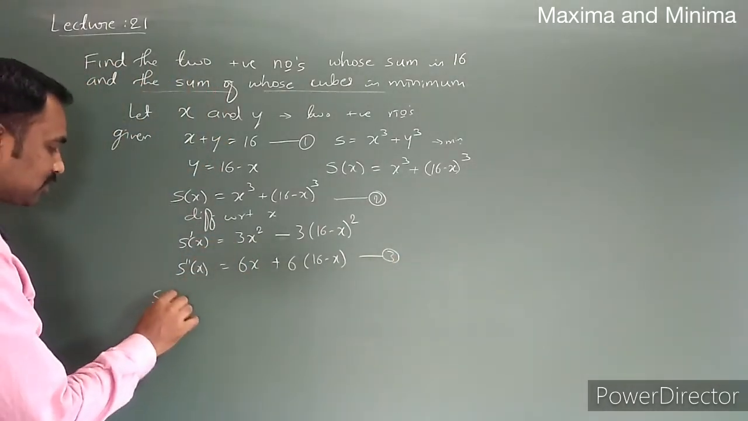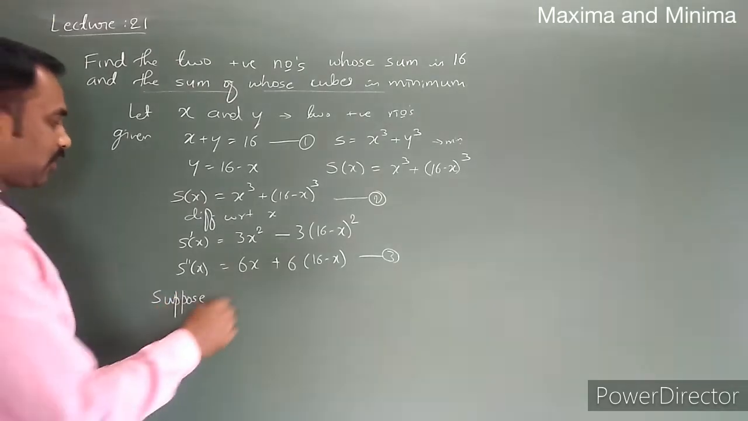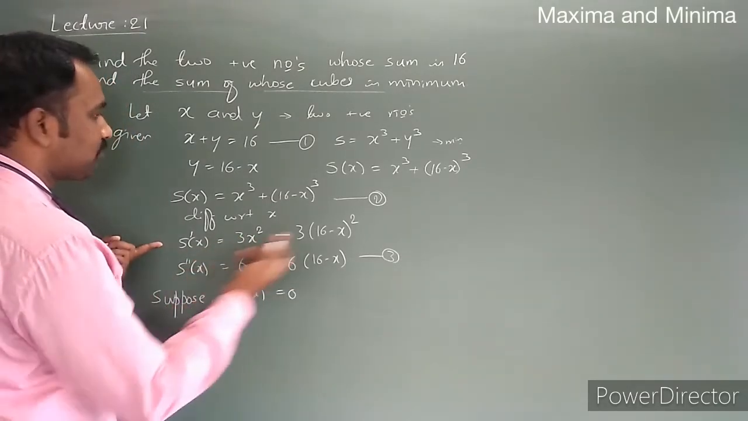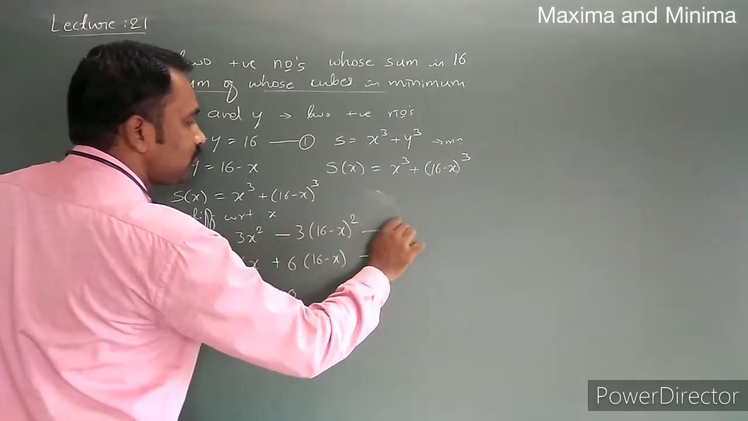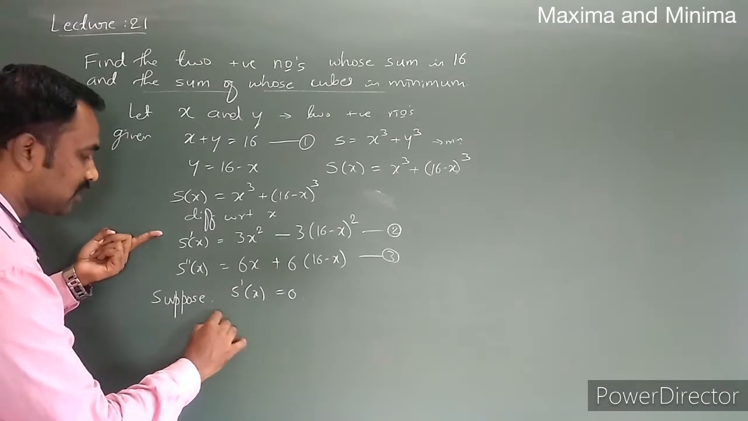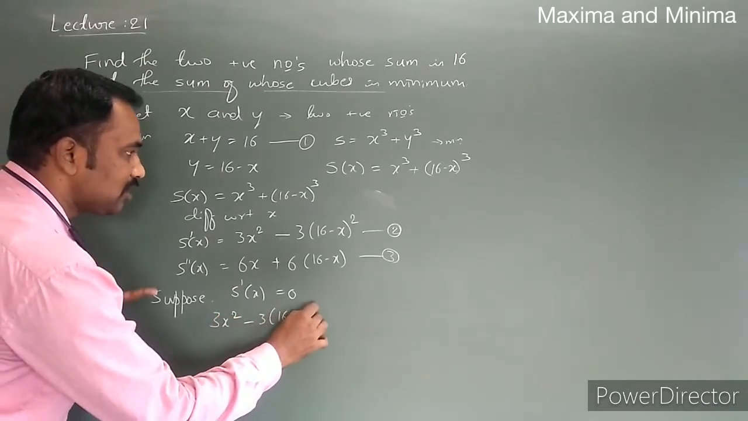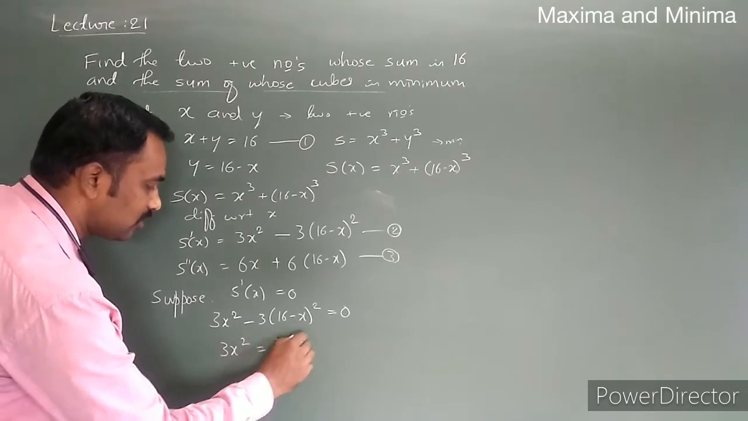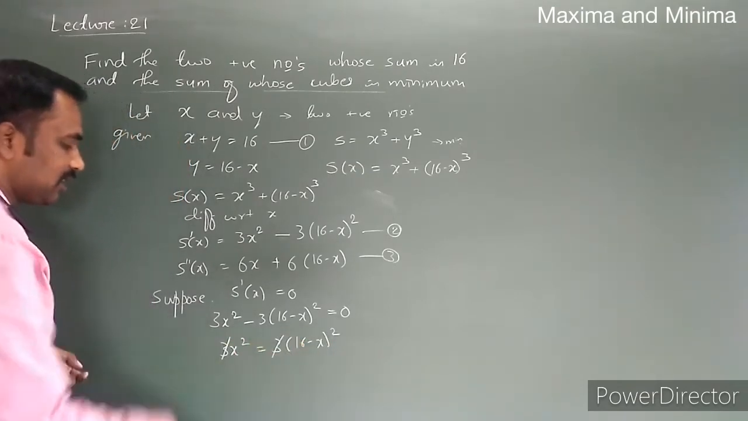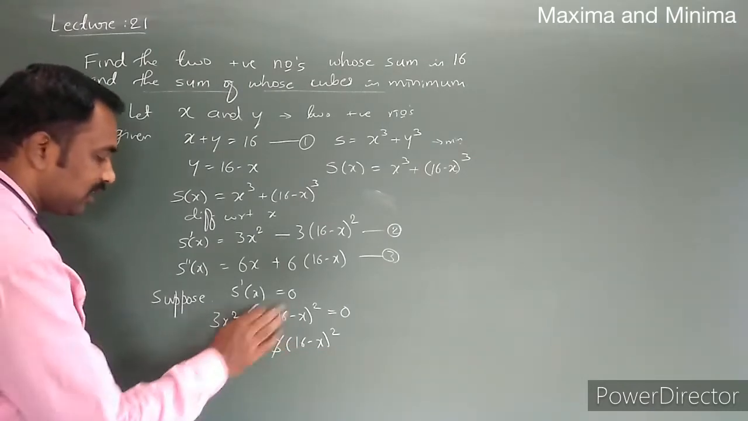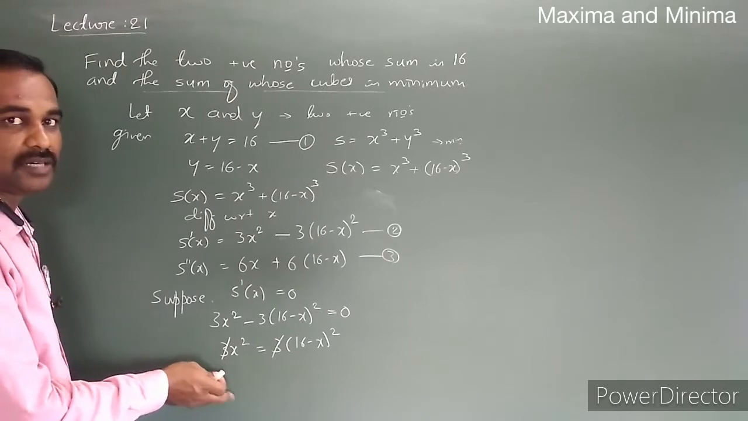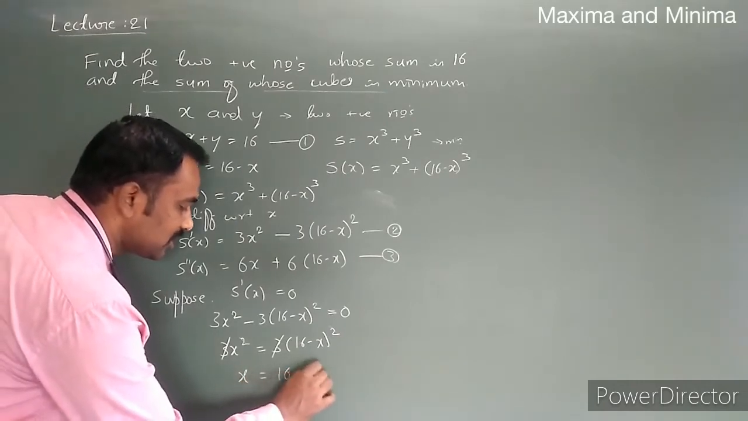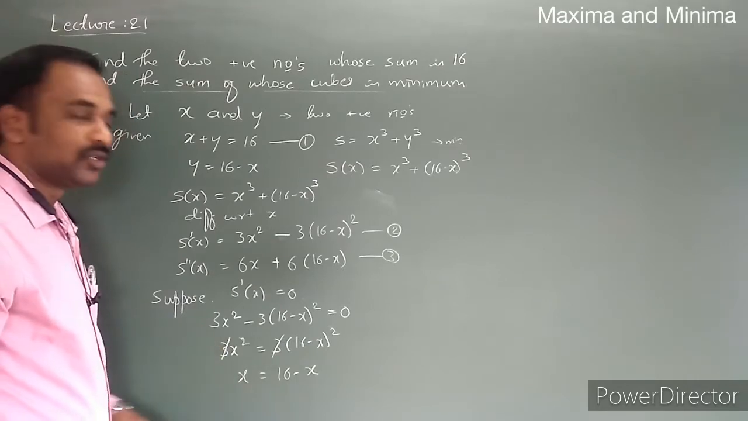Suppose we are required to find the critical point. Suppose S dash of x is equal to 0, from equation number 2. What happens? 3 times x square minus 3 into (16 minus x) whole square is equal to 0. Shifting the terms, 3 x square is equal to 3 (16 minus x) whole square. Here 3 gets cancelled, and taking the square root on both sides, raising the power 1 by 2, we get x is equal to 16 minus x.